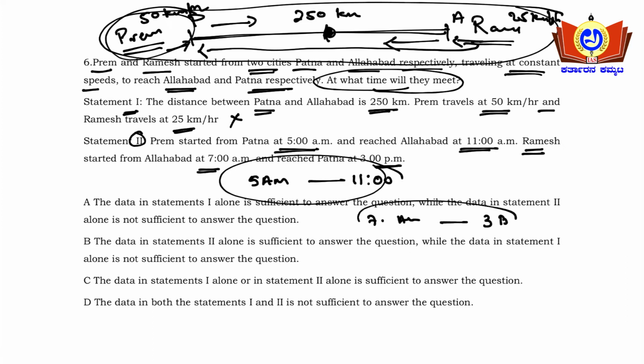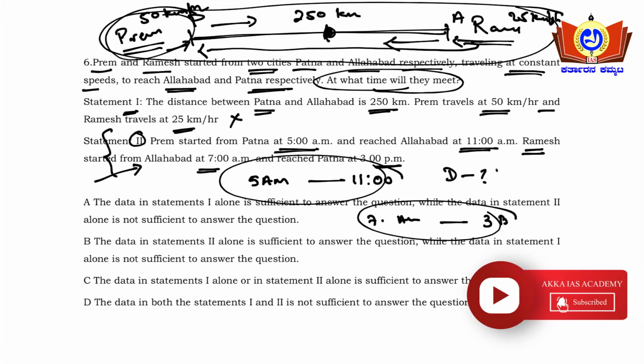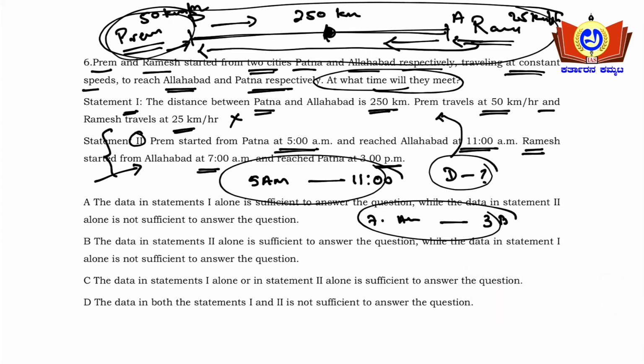See friends, when you closely examine this statement 2, this is a trap. At first glance we shall come to a conclusion that the distance is not given here, whereas in the first statement the distance is given, hence both the statements would be needed to answer the question. But it's a trap, my dear friends.